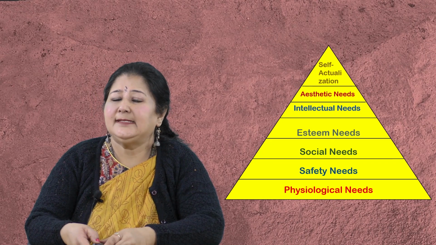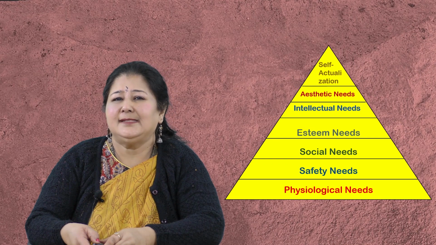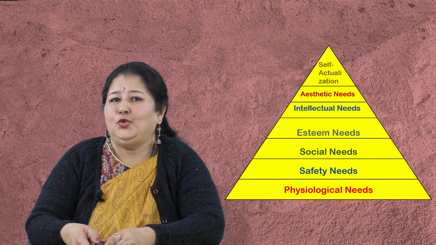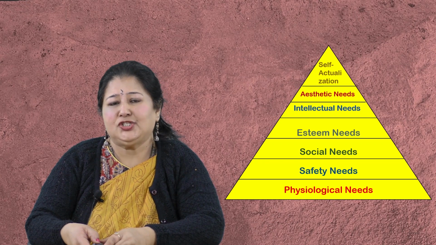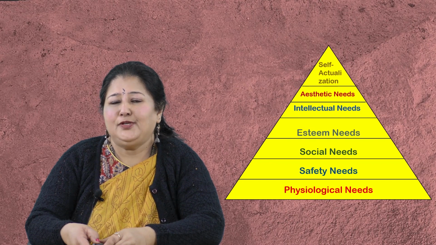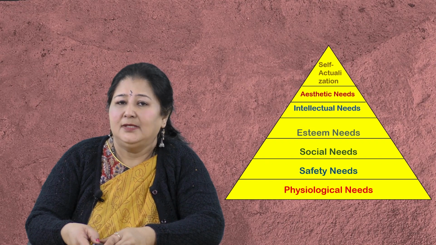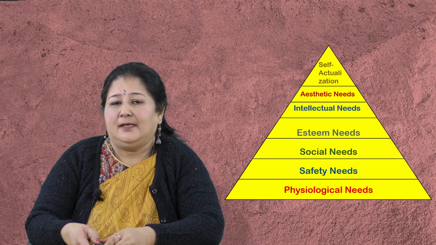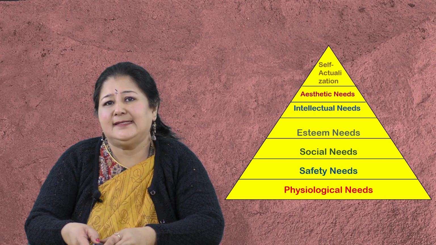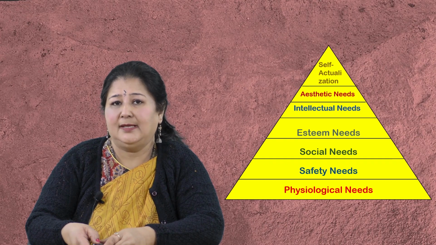Once intellectual needs are satisfied, we move to the aesthetic needs. Aesthetic needs is a higher order need where you look for beauty in nature and you want to connect with nature and you want to have a beautiful connection with nature and your environment. So it's a need for beauty. So after satisfying the aesthetic needs, we move to the topmost level, that is self-actualization.